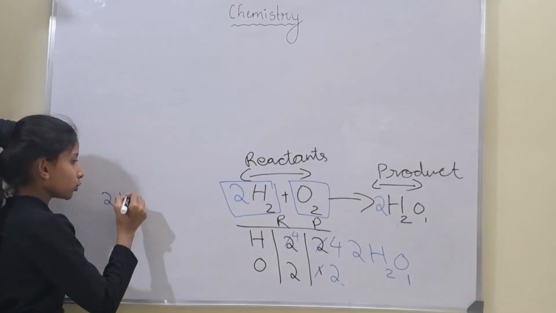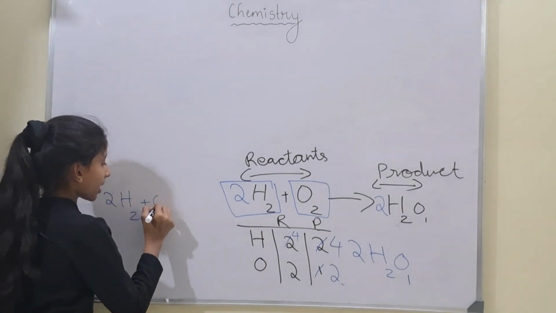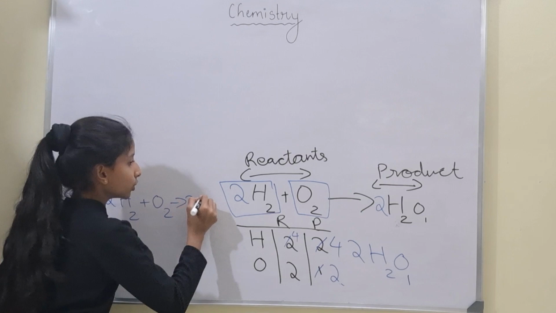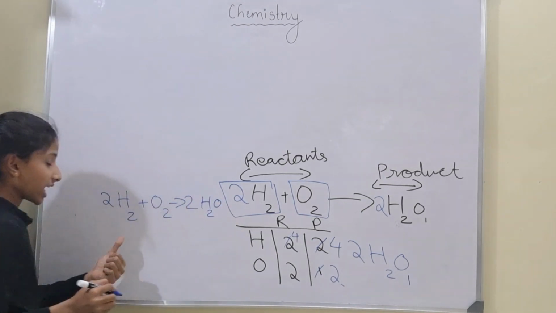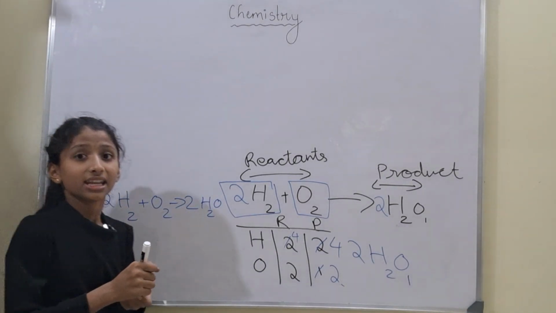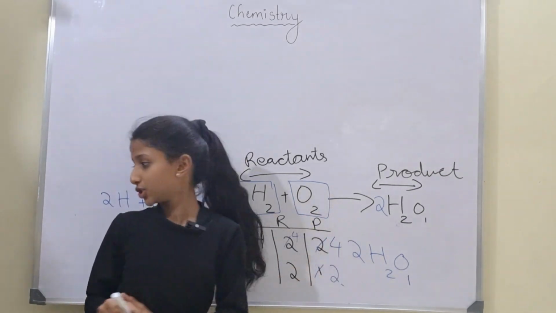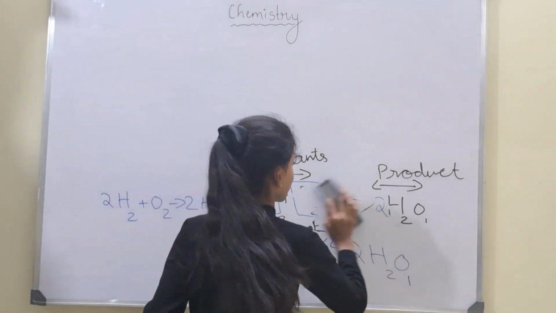So, 2H2 plus O2 gives you 2H2O. It's a balanced equation. Now I'll write another equation and let's balance it.